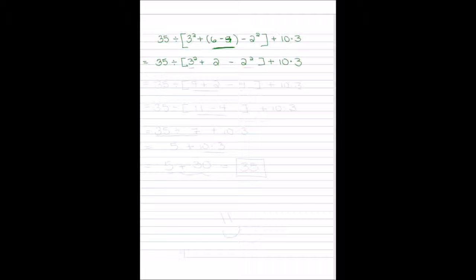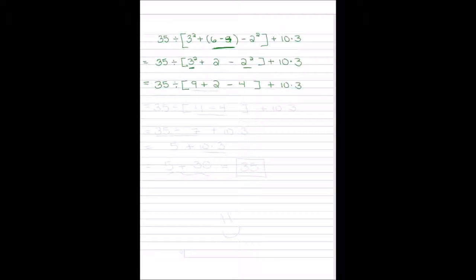Now, inside of my brackets, I do order of operation inside my brackets as well. So I'm still at the first step of parentheses because I still have grouping symbols here. So I want to handle what's inside the brackets now. And I follow order of operation inside the brackets. So I need to do the exponents. Everything else I bring down. So this is going to be 9 plus 2 minus 4. I still have my grouping symbol there. So that step, I'm still at the step of grouping symbols.